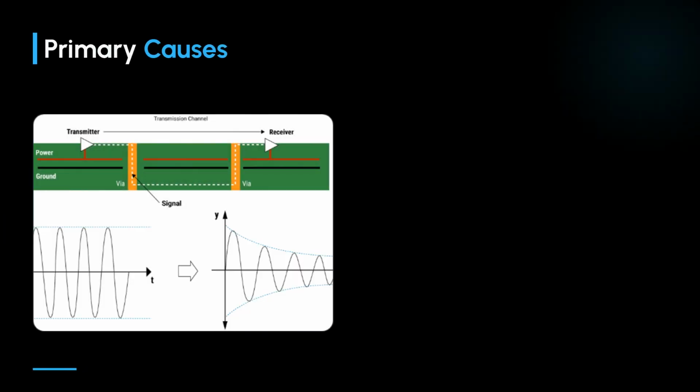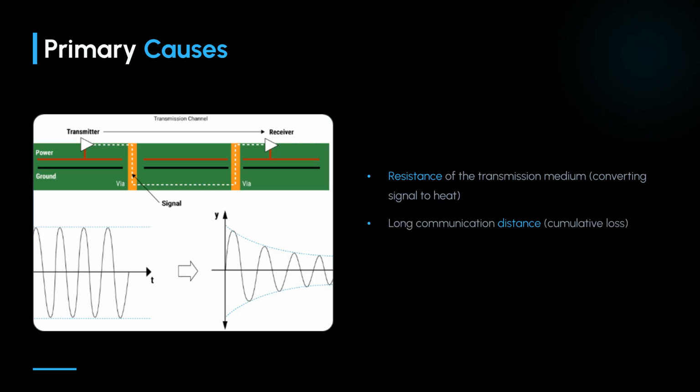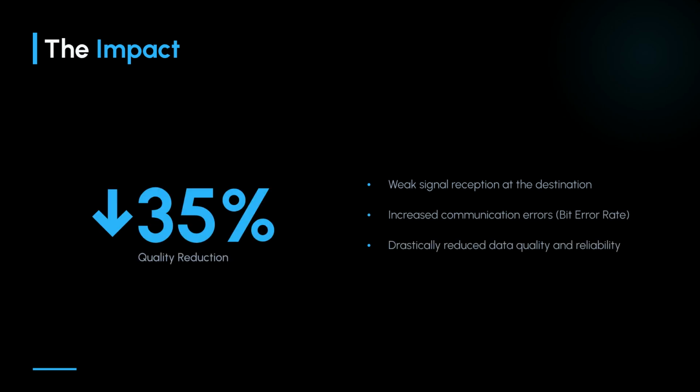Primary causes of attenuation include the resistance of the transmission medium, converting the signal to heat, long communication distances leading to cumulative loss, and signal absorption by the surrounding environment. The impact of attenuation includes weak signal reception, increased communication errors like bit error rate, and drastically reduced data quality and reliability. This can result in a significant quality reduction.